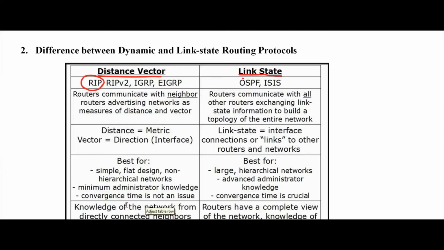And link state, we are going to study about OSPF. What is the difference between these two, teacher? What is the difference between the distance vector routing protocol and the link state routing protocol? What are the differences?